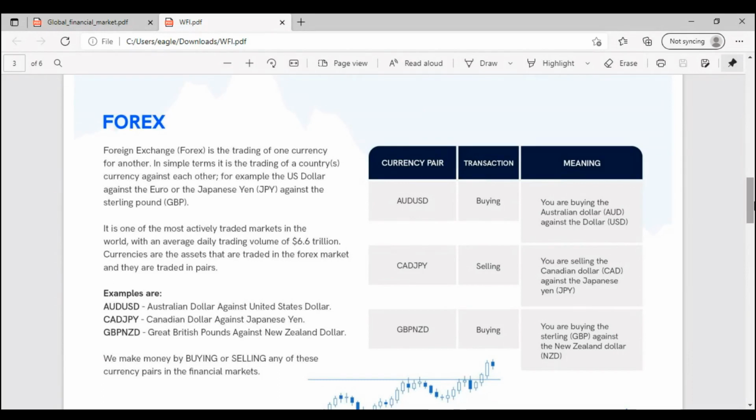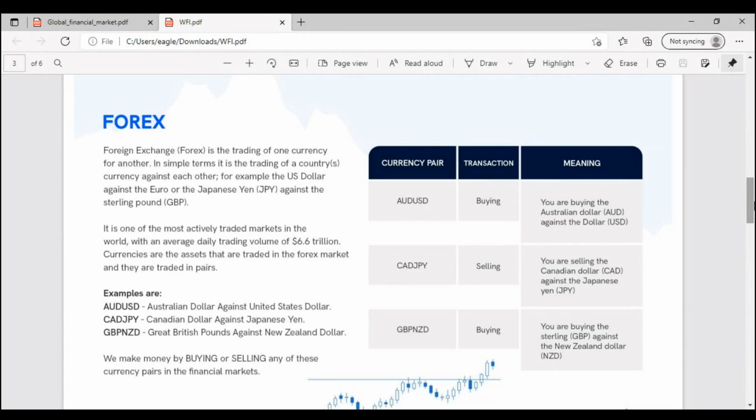Currencies are assets that are traded in the forex market, and they are traded in pairs. Not singly, but in pairs, such as AUD/USD, Australian dollar against United States dollar, CAD/JPY, Canadian dollar against Japanese yen, GBP/NZD, Great British pound against New Zealand dollar. We make money by buying or selling any of these currency pairs in the financial markets.